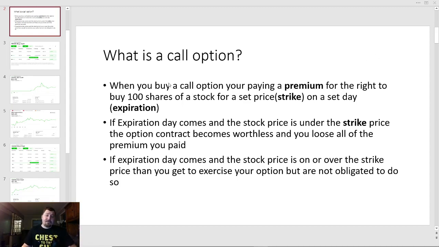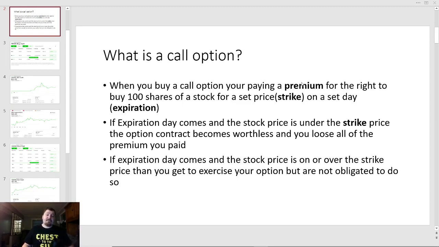When you buy a call option, you're paying a premium for the right to buy 100 shares of a stock for a set price, which is a strike price, on a set day, which is considered the expiration day. If expiration date comes and the stock price is under the strike price, the option contract becomes worthless and you lose all the premium that you paid. If expiration date comes and the stock price is on or over the strike price, then you can exercise your option, but you're not obligated to do so.